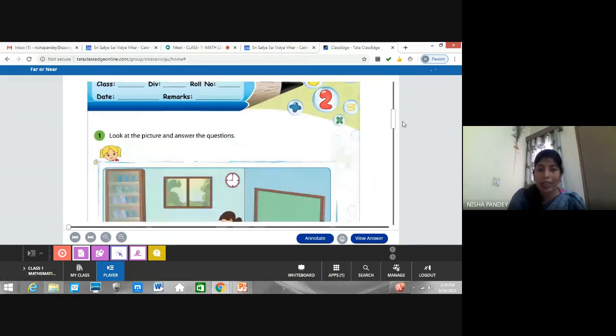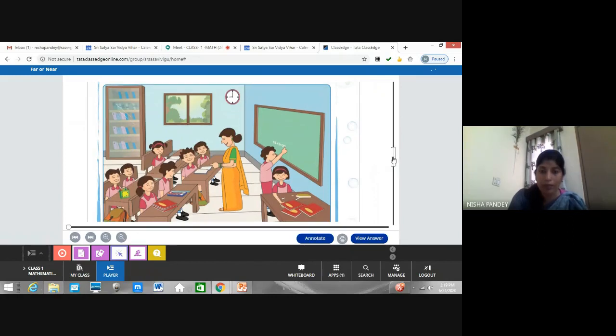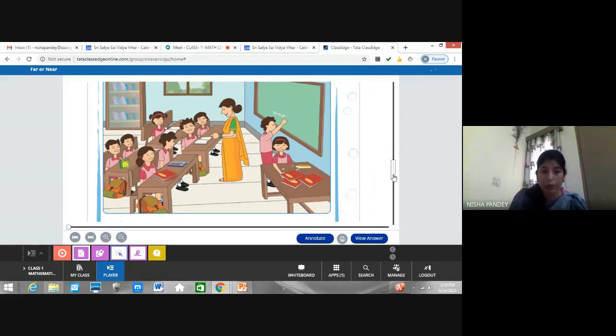Look at the picture and answer the questions. Wow, a puzzle, some activity for us. So this is a classroom picture, classroom scene, children. What you can see here, a teacher and some students. Now what is the question?